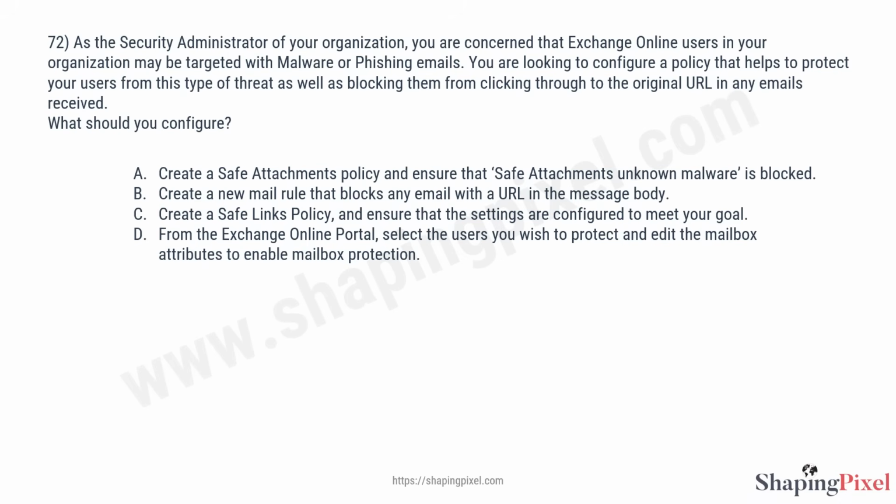What should you configure? Option A, create a safe attachments policy and ensure that safe attachments unknown malware is blocked. Option B, create a new mail rule that blocks any email with the URL in the message body. Option C, create a safe links policy and ensure that the settings are configured to meet your goal. Option D, from the Exchange Online portal, select the users you wish to protect and edit the mailbox attributes to enable mailbox protection. So the right answer here is option C.